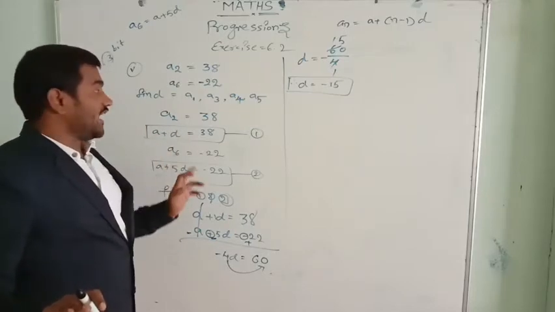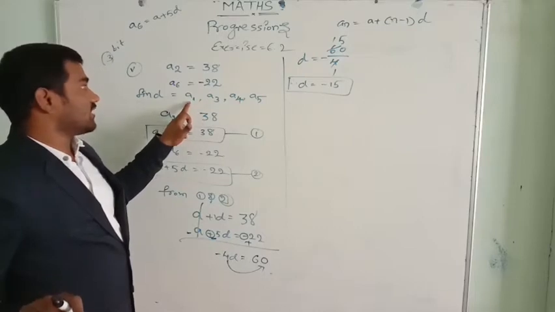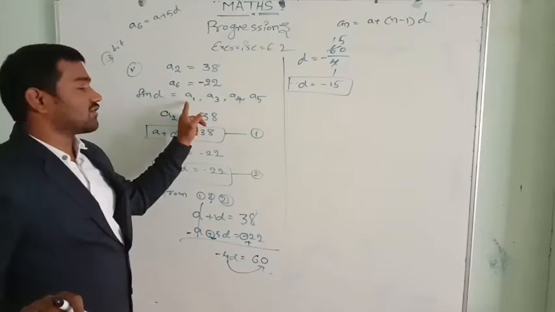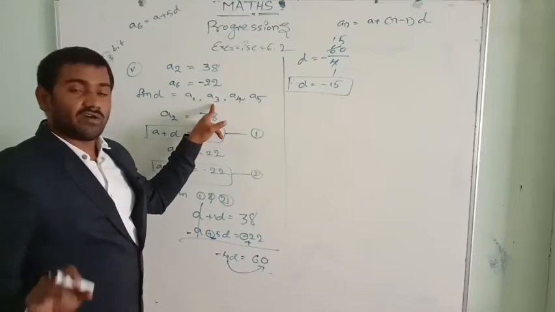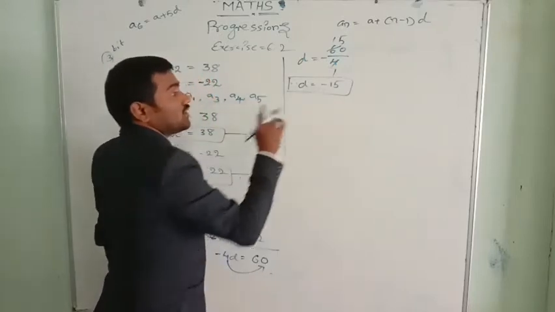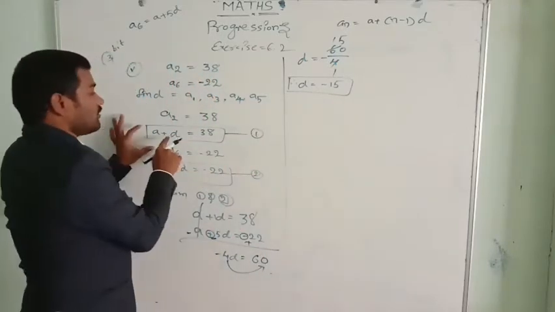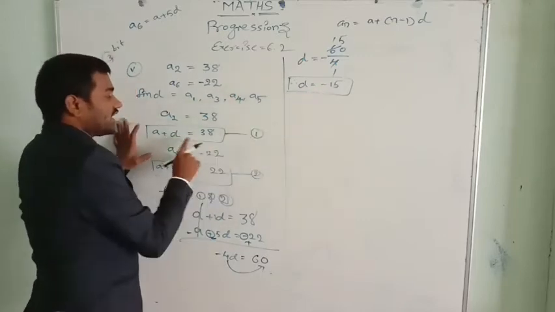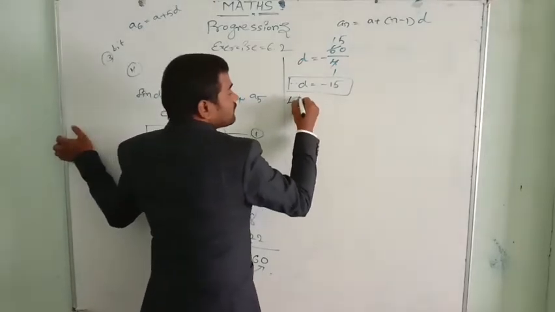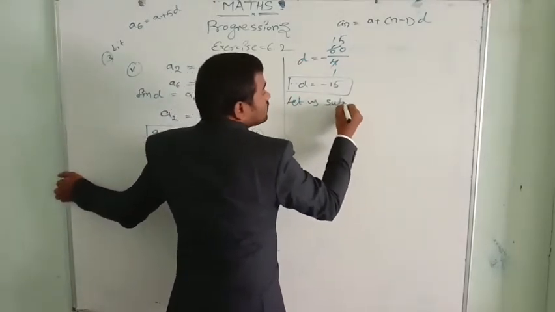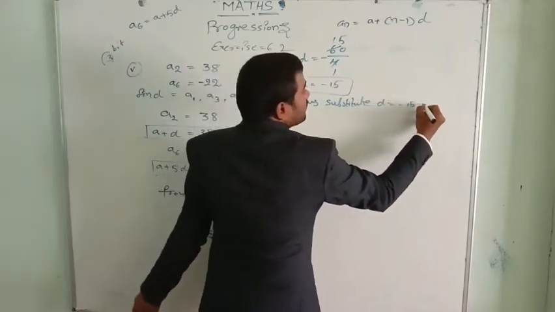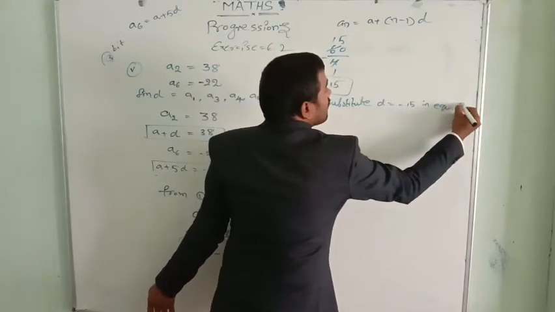Again we require A, which is A1, the first term. A3 we require A plus 2D. So A is essential here, we need to find it. So substitute this minus 15 in equation number 1. Let us substitute D equal to minus 15 in equation number 1.